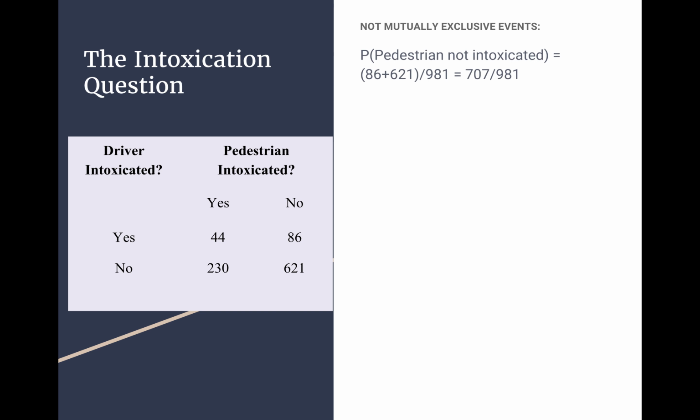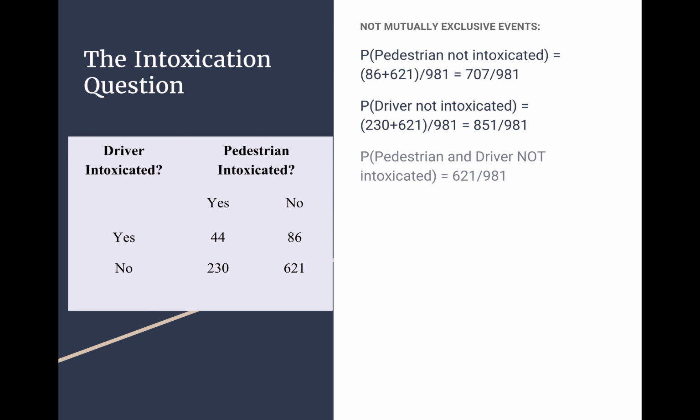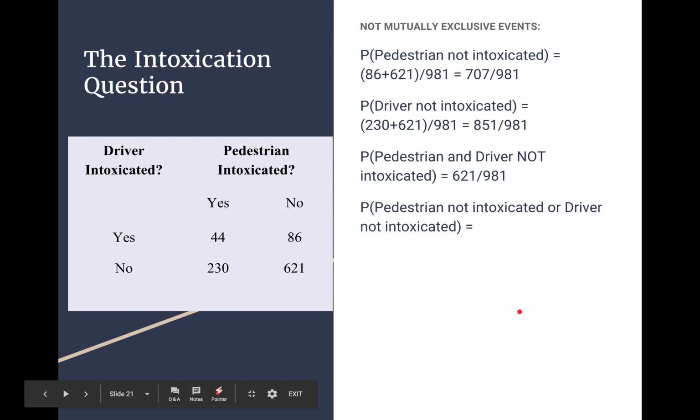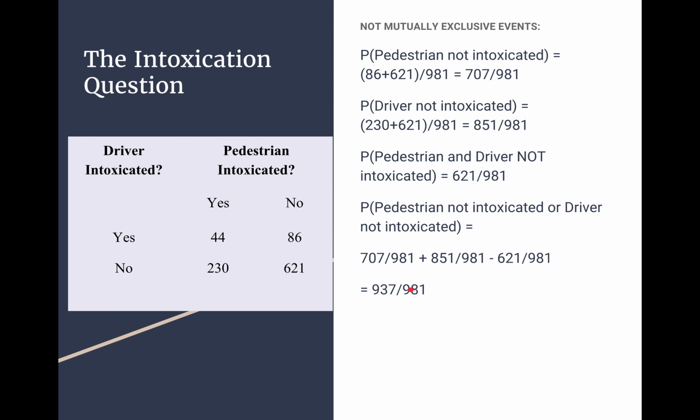Again, we just have these numbers from the previous screen. The probability that the pedestrian was not intoxicated or the driver was not intoxicated is going to be 707 over 981 plus 851 over 981 minus 621 over 981, which will give me 937 over 981. And that is my answer.